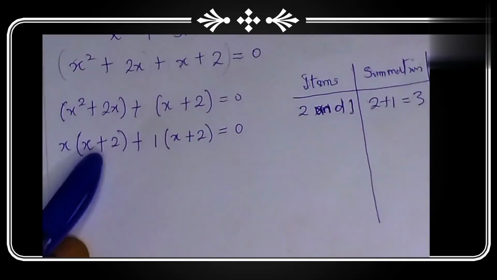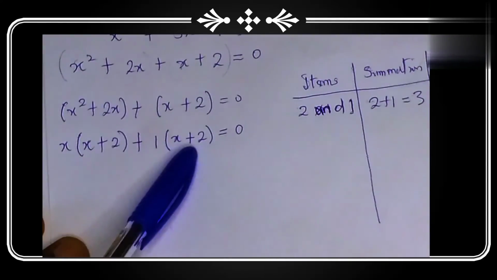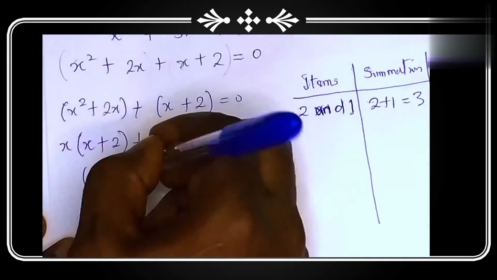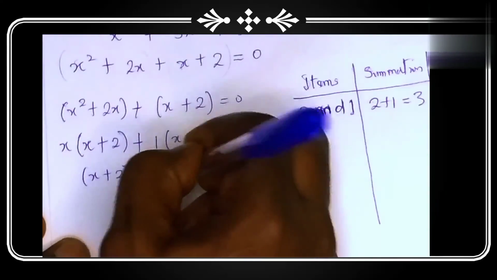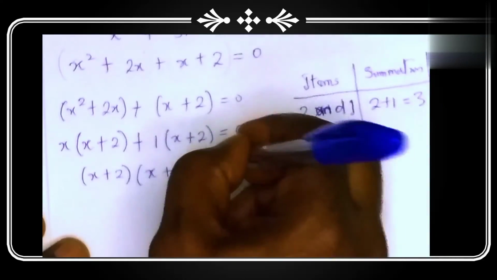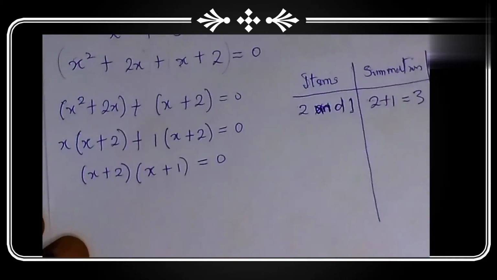Now, since we have x plus 2 here and we have x plus 2 here, then we can factor x plus 2 out and then put the remaining, the ones outside, in another bracket. So we now have all this equals 0.